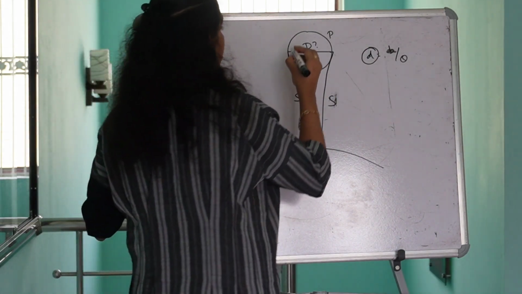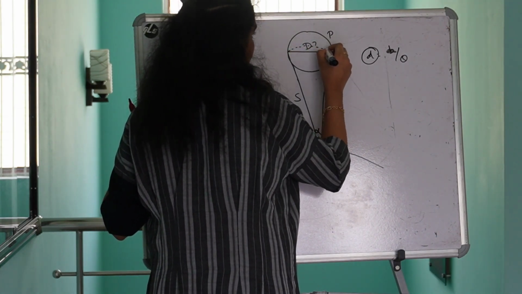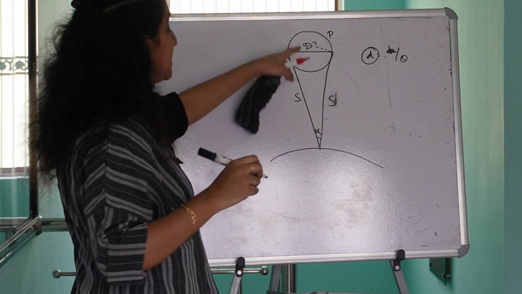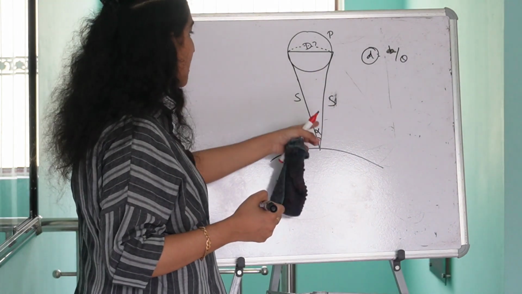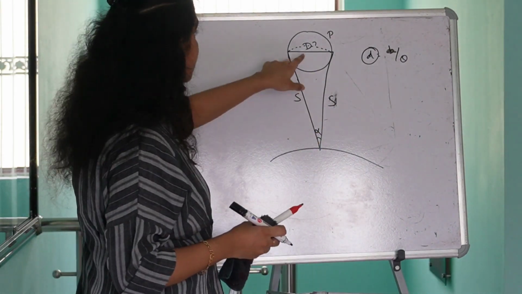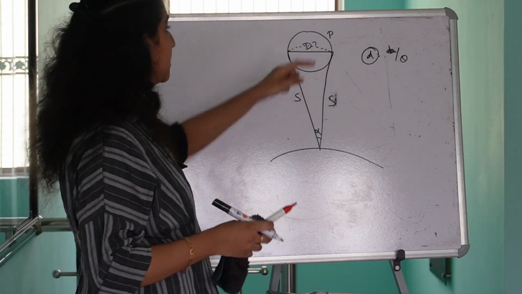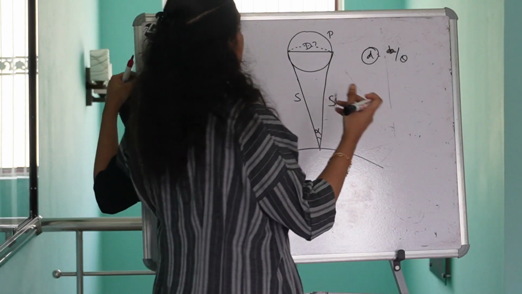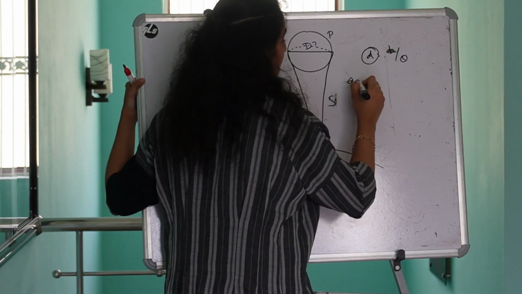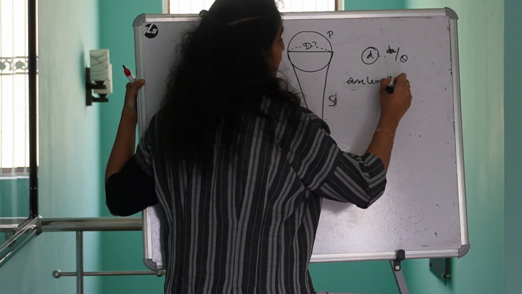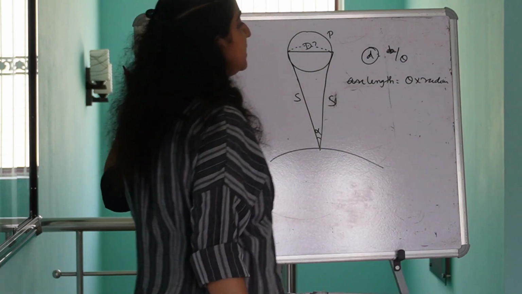Applying the same equation, I can consider this straight line diameter as an arc because I am measuring long distance. The length of this arc is equal to the length of the diameter, so arc length D. I know arc length is equal to theta into radius.